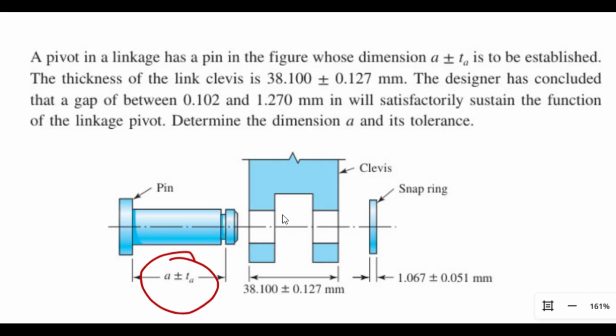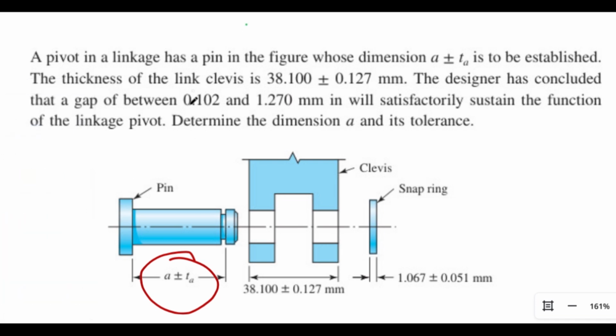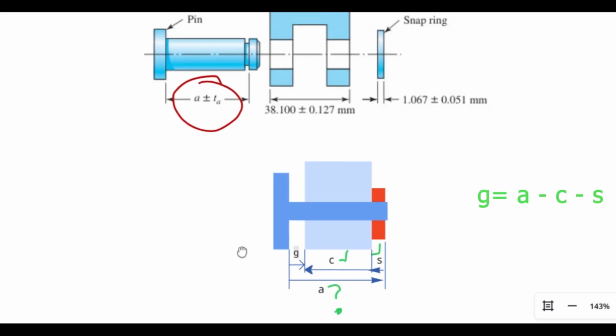So now let's break this down as a real engineer would. We know the total width between the clevis plates. We have a desired total gap, and we want the pin length, and also we have the snap ring thickness and then the tolerances. So let's start by defining the critical dimension, which is the gap.